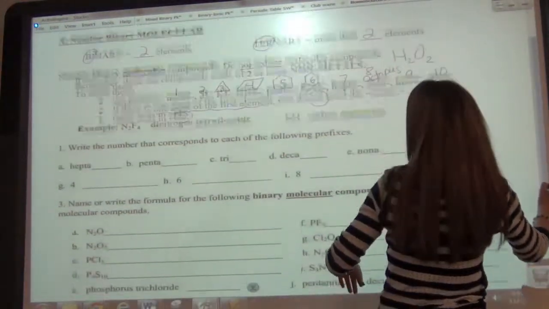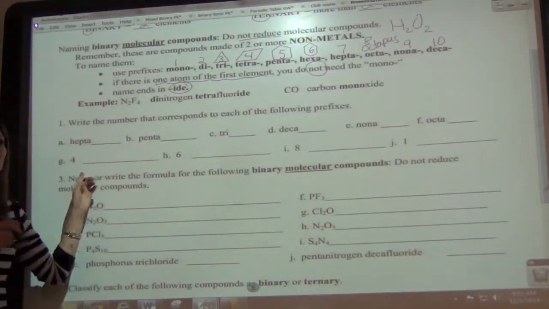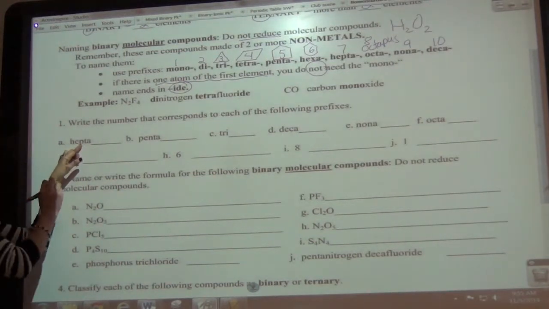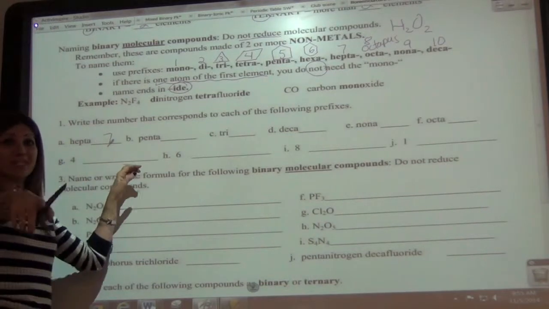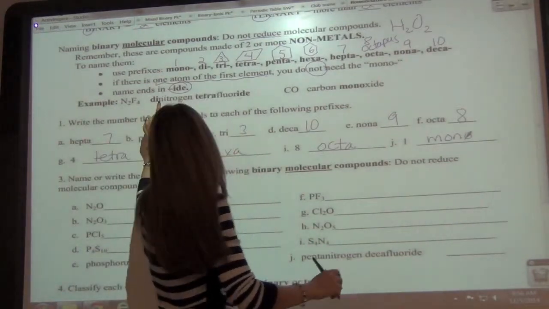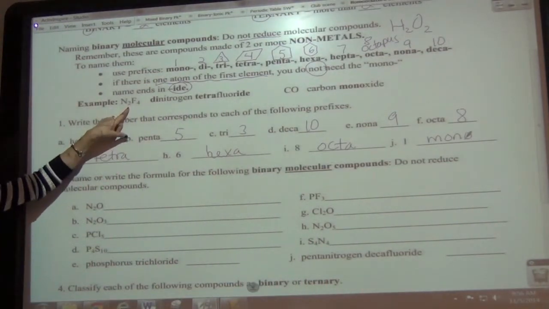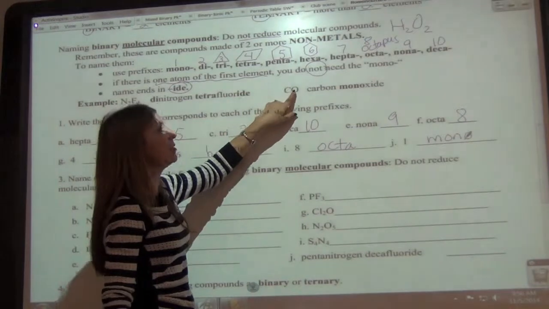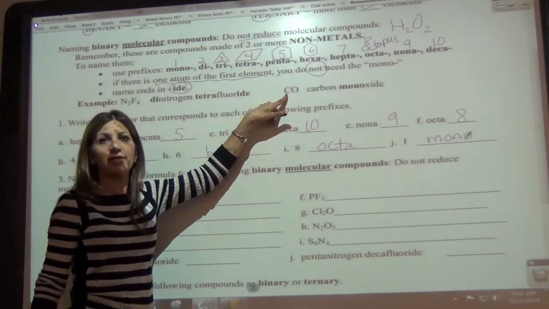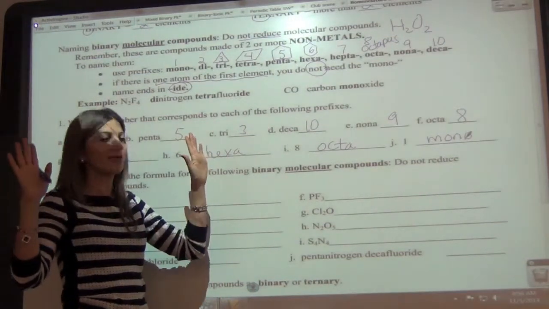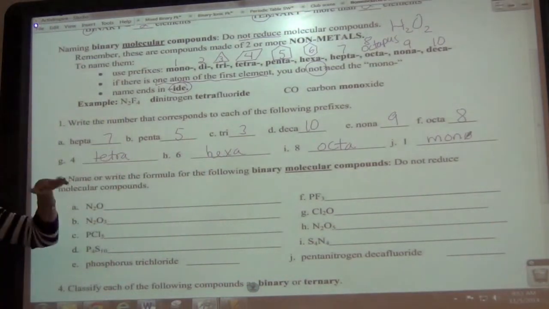Let's check to see our understanding of this here. So we ended here, so you're going to be the next person. What is hepta then? What number does that match with? 7. Perfect. Next person, penta. 5. Awesome. Based on the example, this one would be dinitrogen, and then you say the prefix for it, tetra, and then fluoride. This one would be carbon monoxide, not monocarbon monoxide, because the rule is if the first element's only 1, don't say the mono on it, okay? That's the only thing. But the second element will always get a prefix.